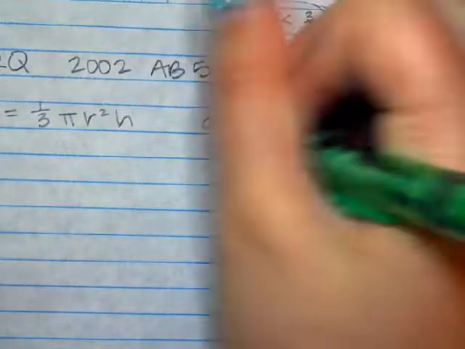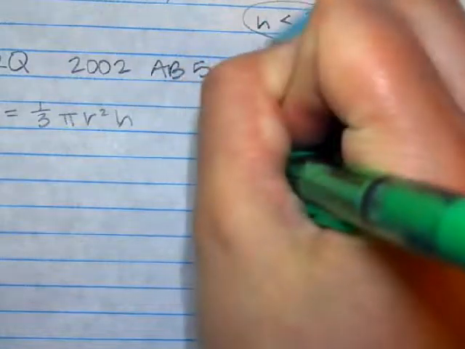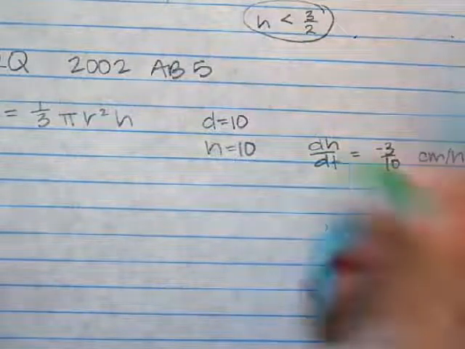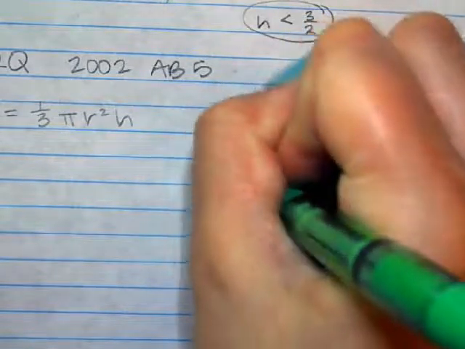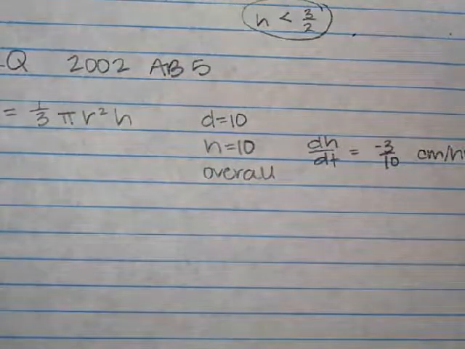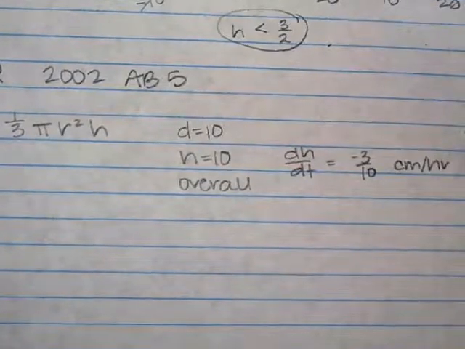Okay, so let's just say this is the overall height. I see what you mean. There's the height, and then there's the height of the liquid. Yeah, I understand what you mean.